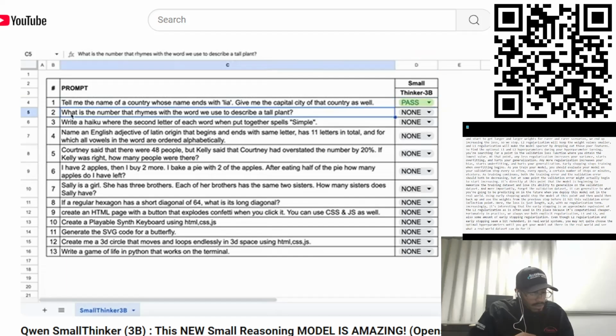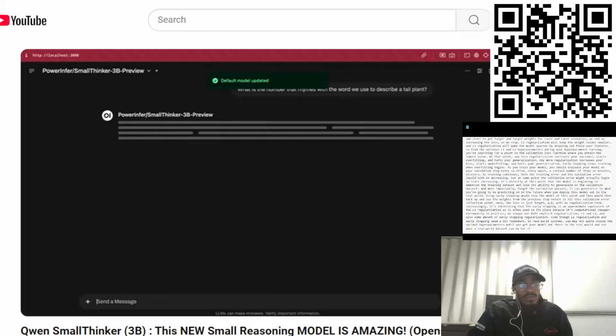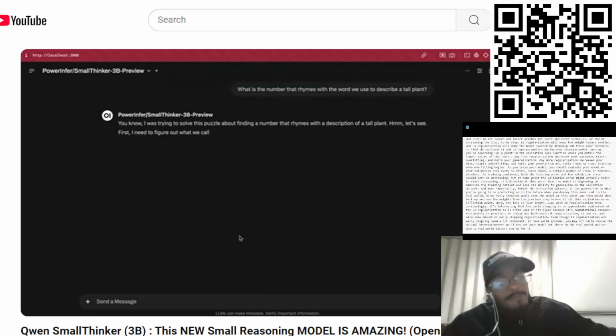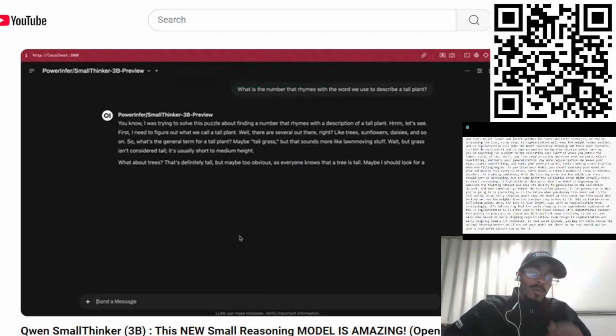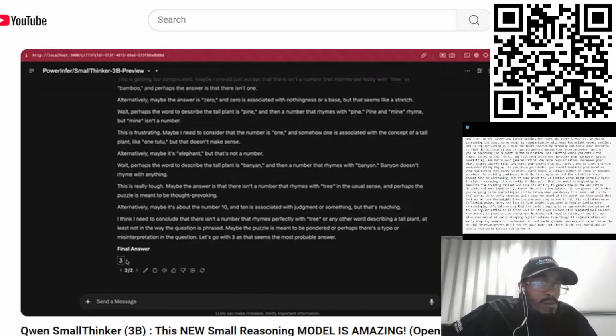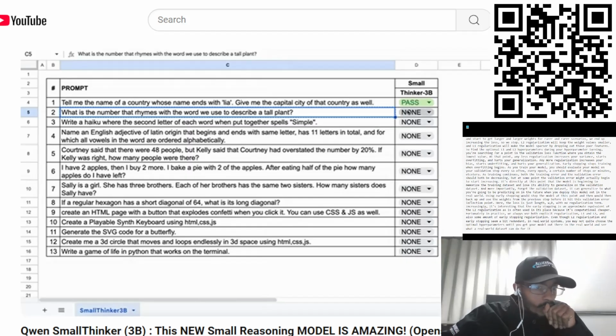The next one is, what is the number that rhymes with the word we use to describe a tall plant? The answer should be 3, because it rhymes with tree. Once we send it, you can see that it again goes through the chain of thought. And if we wait a bit, then it's now done, and the answer is also correct. So, this is also a pass.